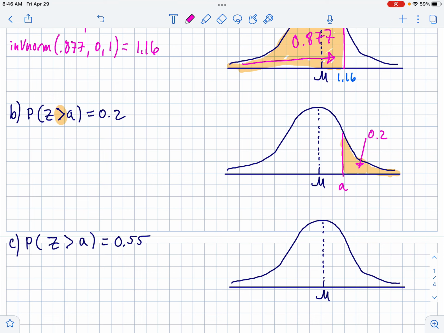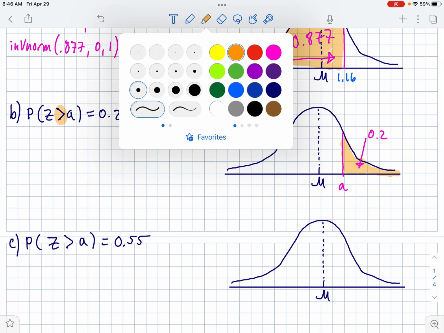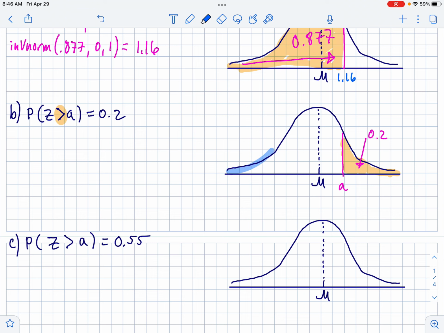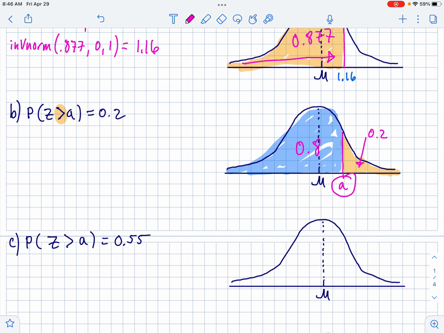Now, invNorm does not work from the middle up to positive infinity. You can't force it to do that unless you have a really fancy calculator. So what we're going to do is say that the complement of 0.2, this entire side over here, is 0.8. So if we tell invNorm 0.8, it's still going to tell us this spot right here. So we'll go invNorm 0.8, mean of 0, standard deviation of 1. And then that one is 0.842.